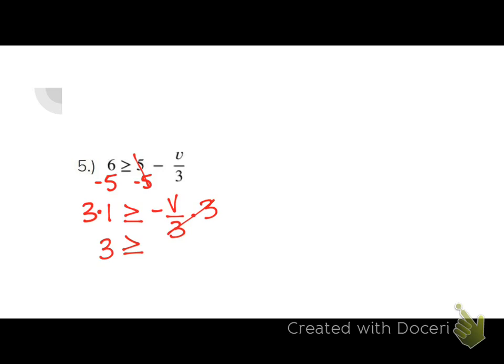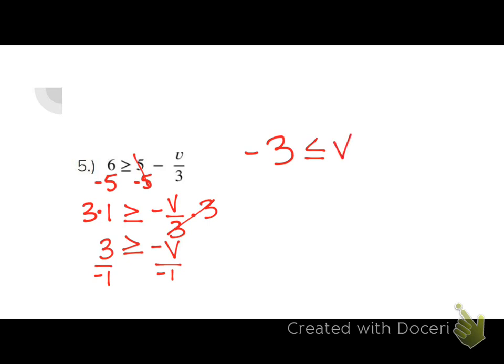What's still on the other side? Negative v. Do I want a negative v? No. I want it to be positive. How do I get rid of that negative? Very good, James. We divide by a negative 1 on both sides. 3 divided by negative 1 is negative 3. I'm going to start writing up here. Should I flip my symbol? Yes. We divided both sides by a negative. We flip our symbol.